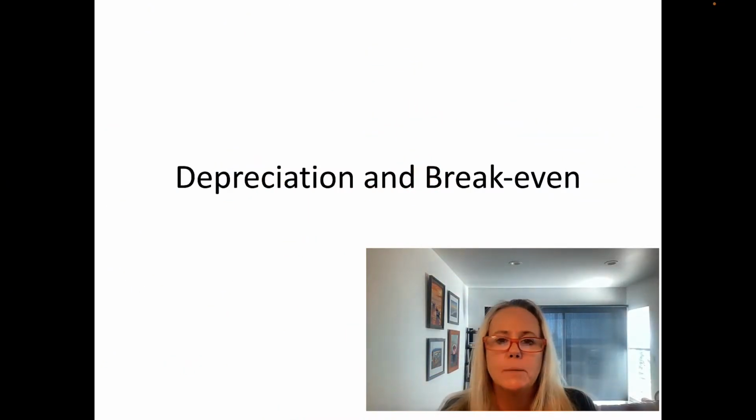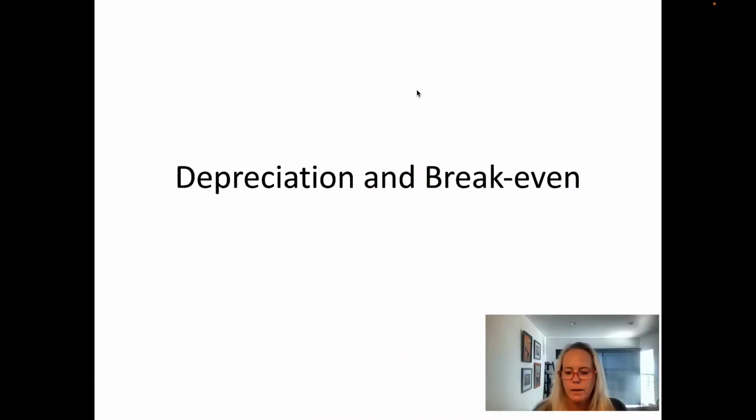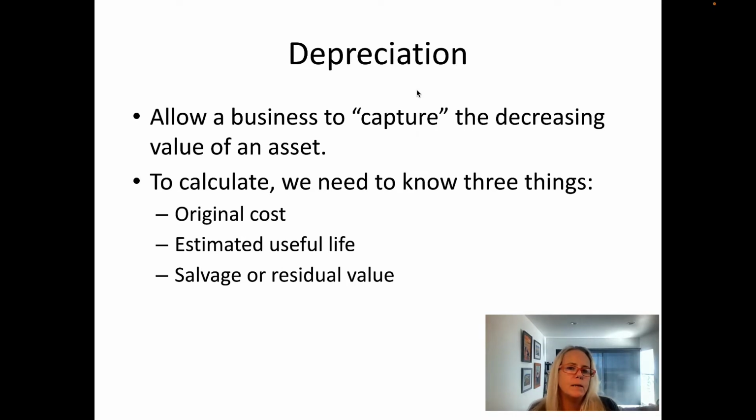Two topics today, depreciation and break-even. Let's start with depreciation. Depreciation is basically this concept that allows a business to capture the decreasing value of an asset. When you buy assets for your business, they lose value naturally. For example, the sofa behind me, I don't know if y'all can see it, but there's a sofa behind me. I've purchased it for my business. It gets used, and over the course of time, it's going to wear out. And so depreciation allows me to account for that value of wear.